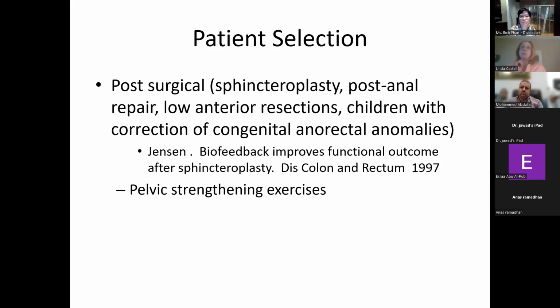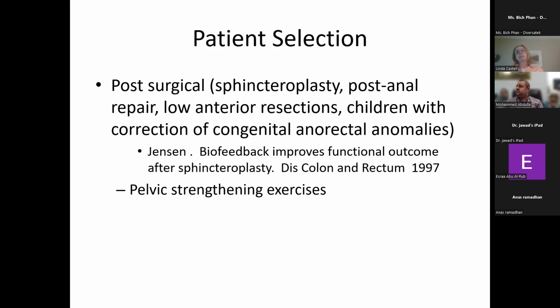Okay, another candidate that's really good for biofeedback is patients who have had a colostomy, and now they're thinking about doing a reanastomosis, so hooking them back together. A lot of times these patients will have a manometry study prior to the resection to make sure that the patient has good sphincter control, that they can squeeze, and that they have good resting pressures.